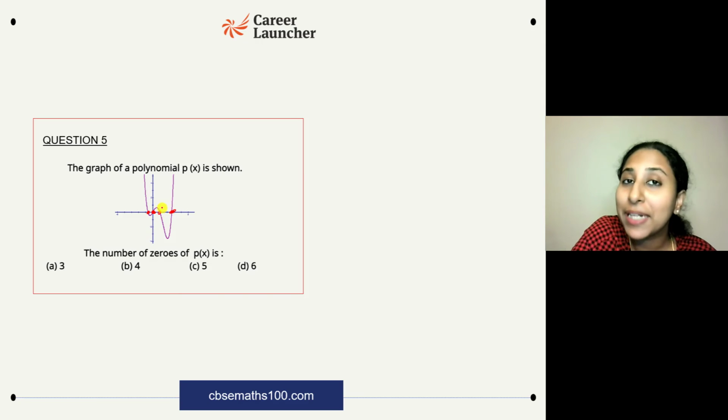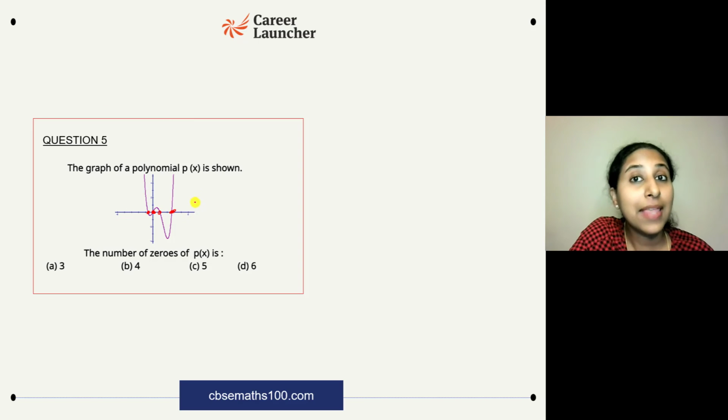So remember, to obtain the points of intersection, just move along the x-axis. Sometimes the figure can be confusing because there may be many points of intersection with the y-axis. Don't look at the y-axis at all when they ask you number of zeros of p of x.